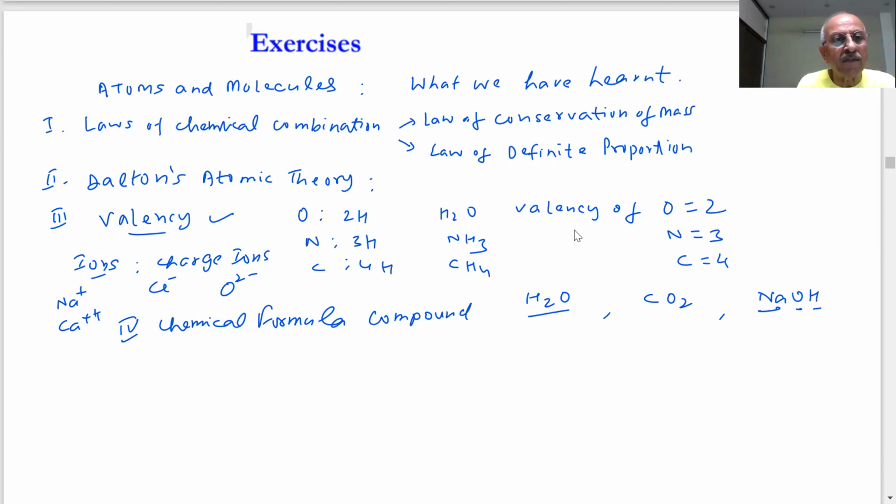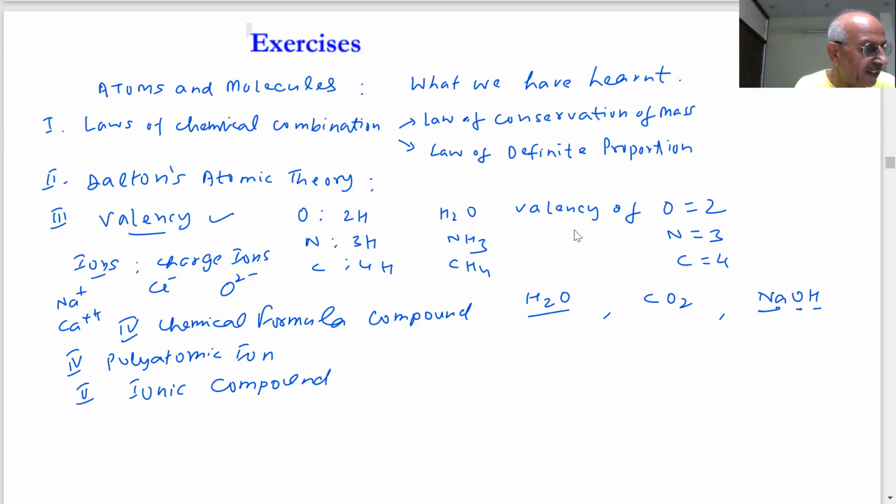And we also talked of polyatomic ions. What were polyatomic ions? Cluster of ions. When more than 1 atom is present in an ion, we call it polyatomic, and there is a fixed charge on this. And the chemical formula of a molecular compound is determined by the valency. And we have discussed what ionic compounds are. They are made up of ions. So what is happening? One of the atoms is losing electrons, the other is gaining electrons.